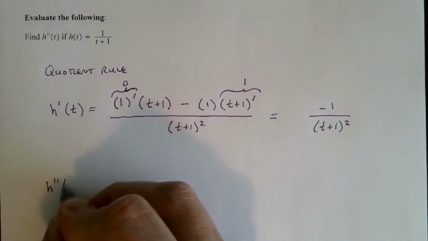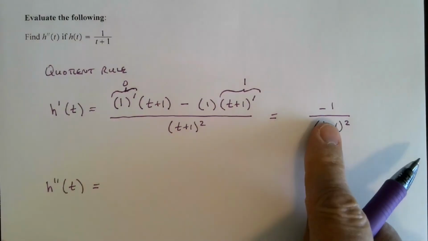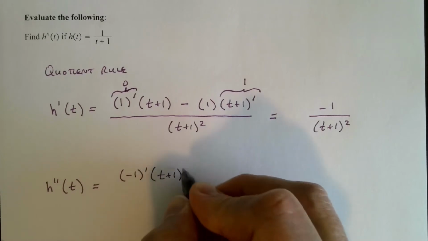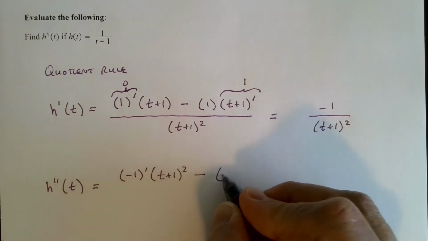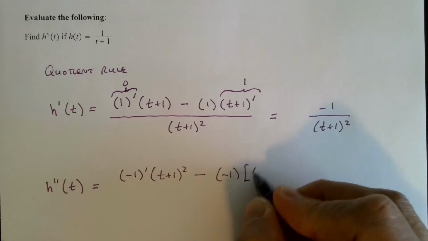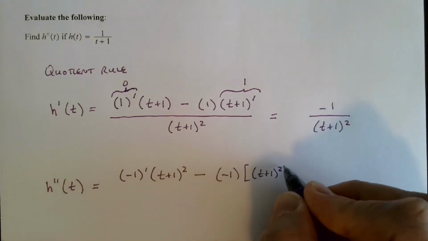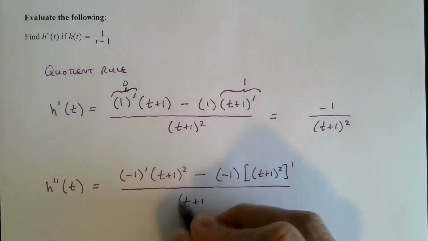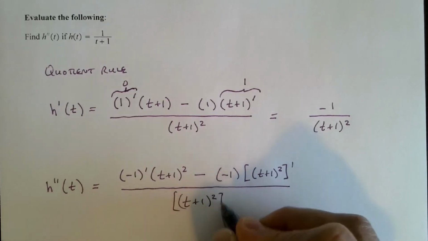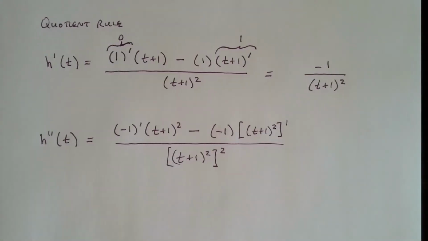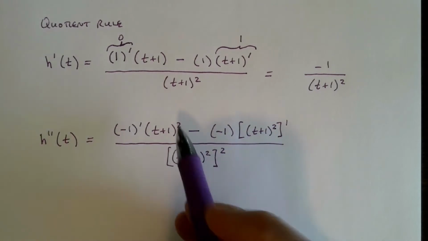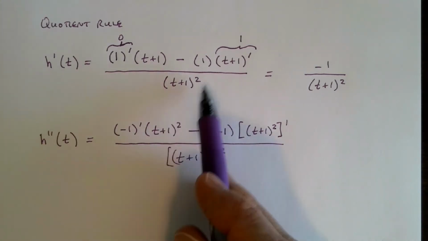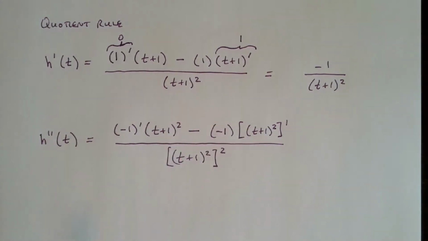Well, I still have a quotient, so I'll do the quotient rule again. The derivative of the top times the bottom minus the top times the derivative of the bottom, all over the bottom squared. So the bottom being t plus 1 squared. Some of you might be tempted to FOIL out t plus 1 as t squared plus 2t plus 1. I just leave it factored. Just leave it compact. It's easier to deal with down there.